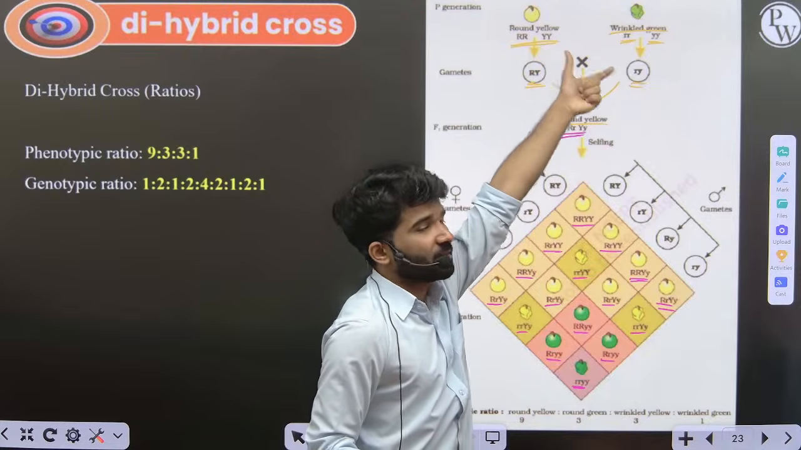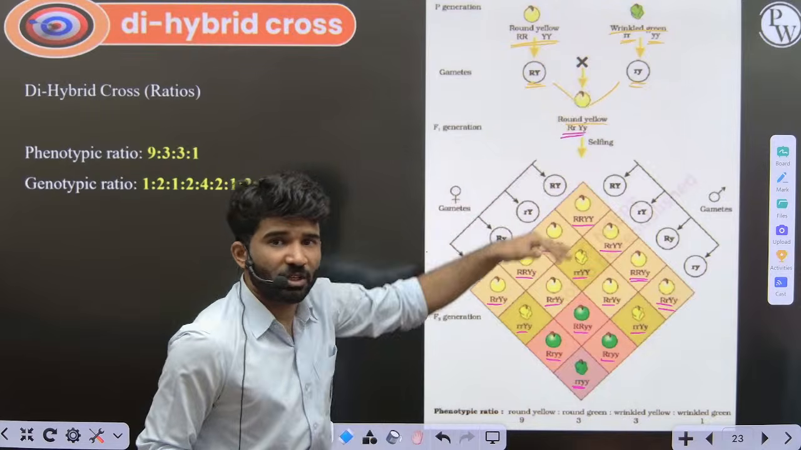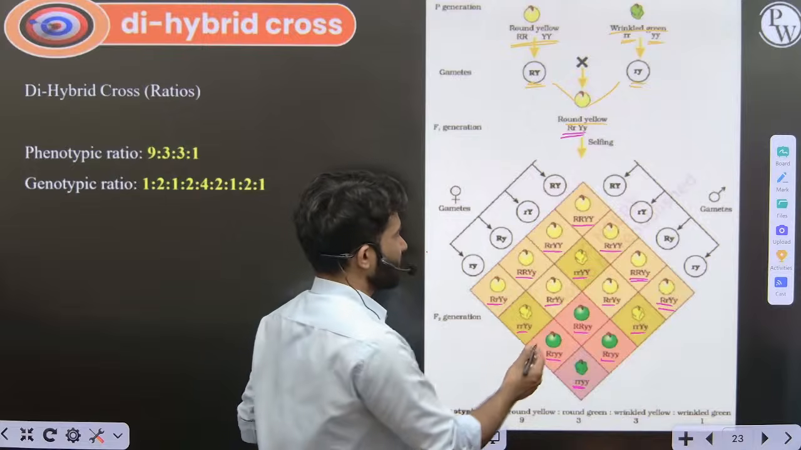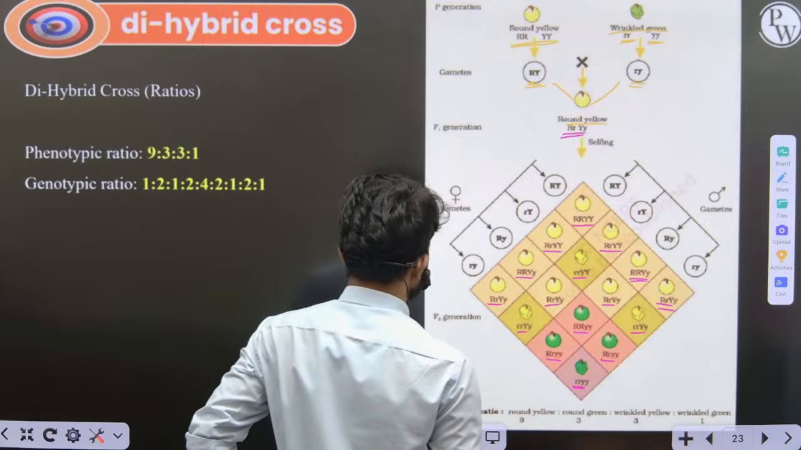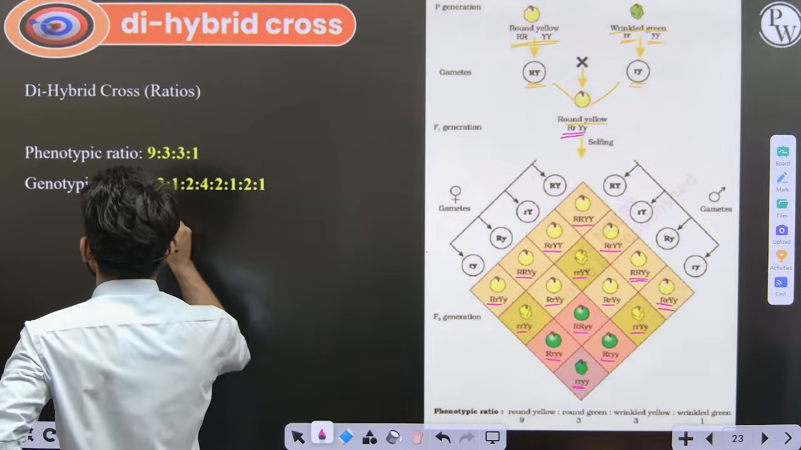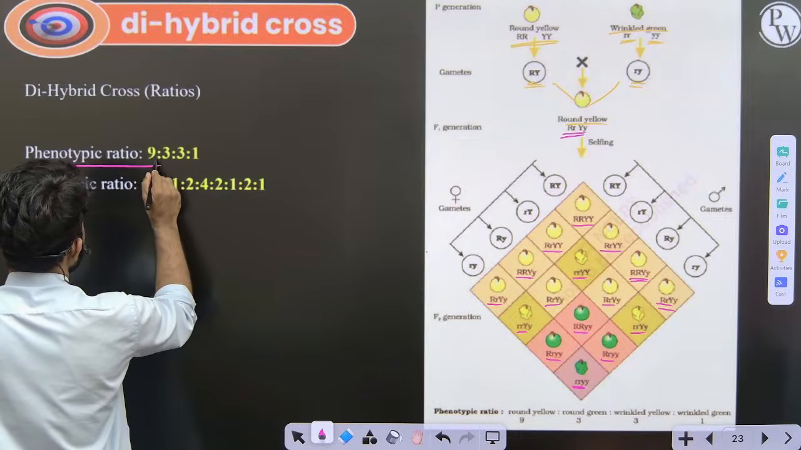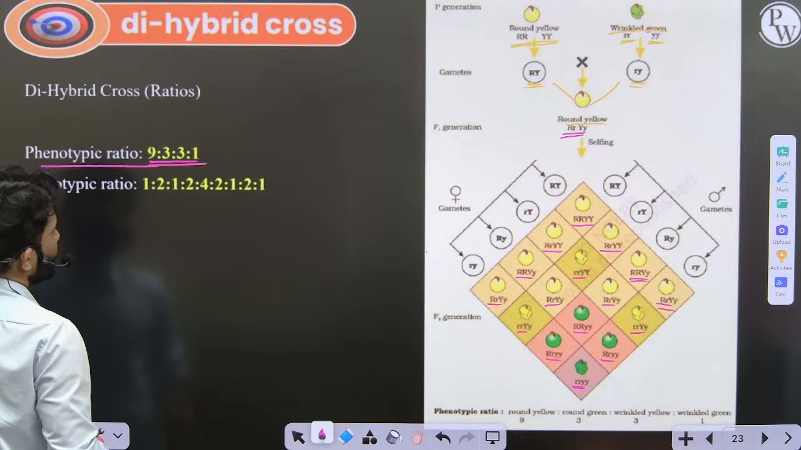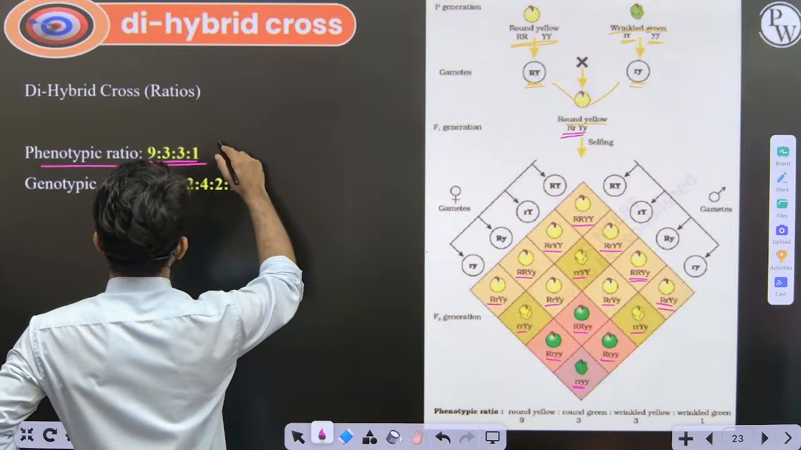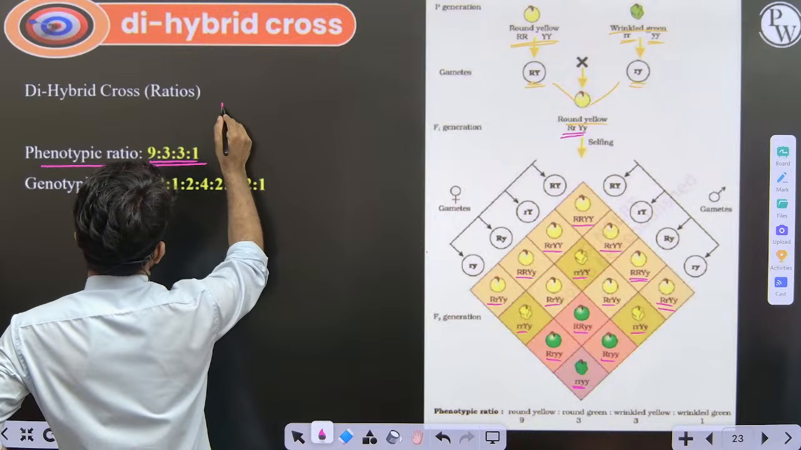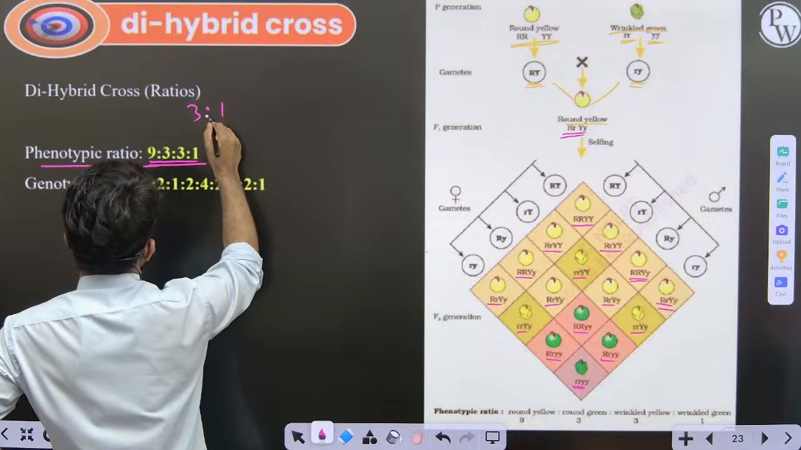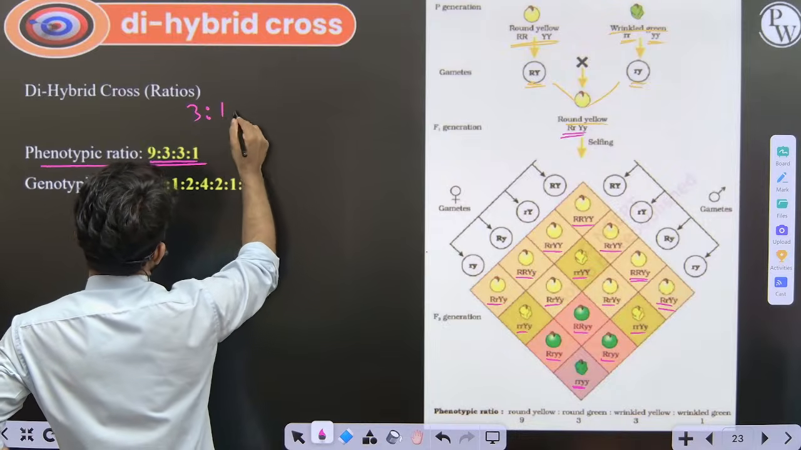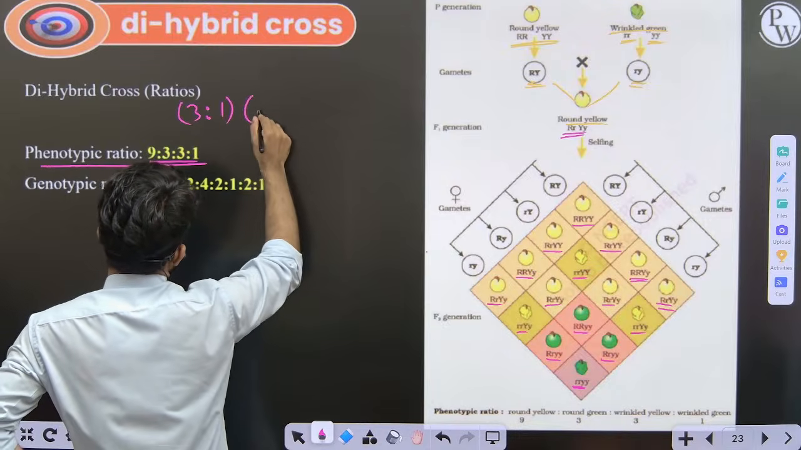There are two different characters, as we see. How has this picture been obtained? Here we have taken two characters, right? So the 3 to 1 ratio is multiplied in the diagram.